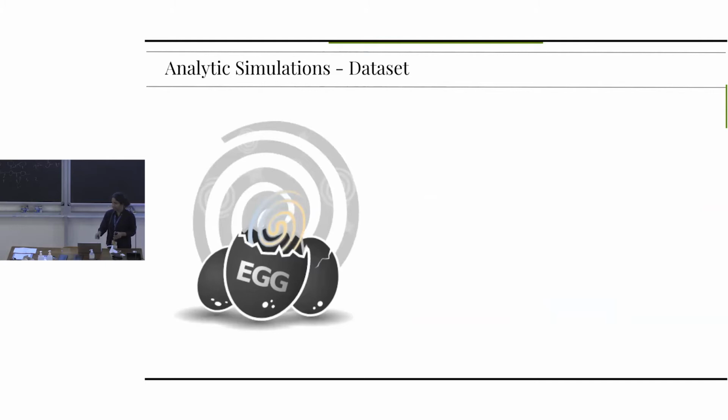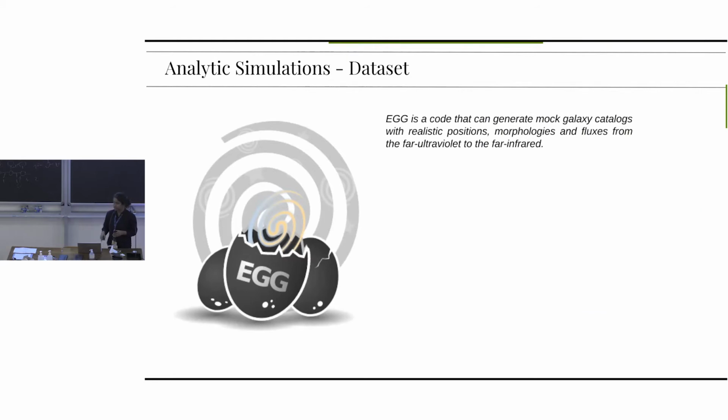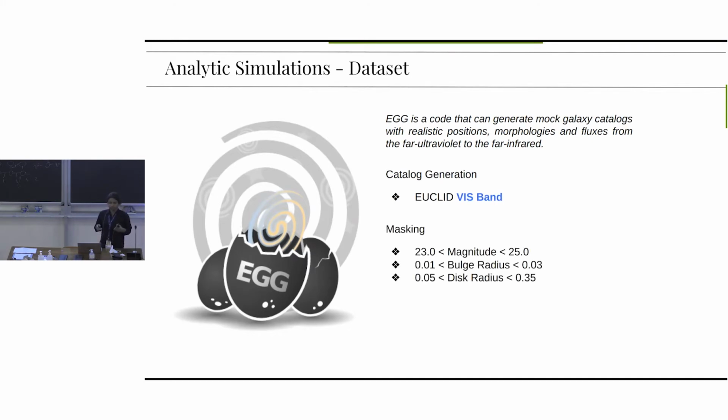Okay, so we have tested this with analytic simulations that were created with ECK. This is a code that generates mock galaxy catalogs with realistic positions and so on. We do this for the Euclid visible band. We make some masks, which are physically motivated, because if you have a galaxy that's really, really bright and it's blended, then it doesn't matter that much whether you deblend them or not, because the error is not going to be that great. Also, we want to constrain how much data we have with simulations, just to test if it actually works with a realistic amount of data.